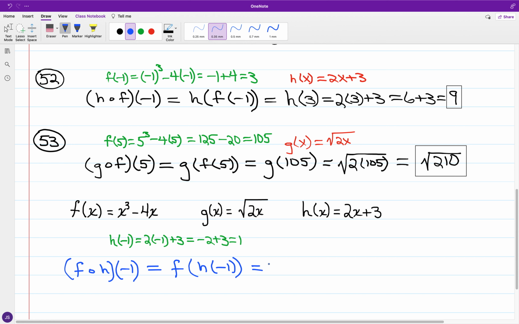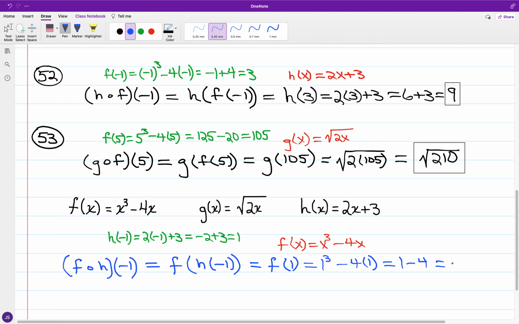So we have in this case f of h of -1, with h of -1 leading up to 1. So this comes out to f of 1. In the follow through, referencing f of x, f of the input is equal to the cube of the input minus 4 times the input. With the input at 1, we have 1 cubed minus 4 times 1. 1 cubed is 1, and we have minus 4. So in this case, the output is -3.